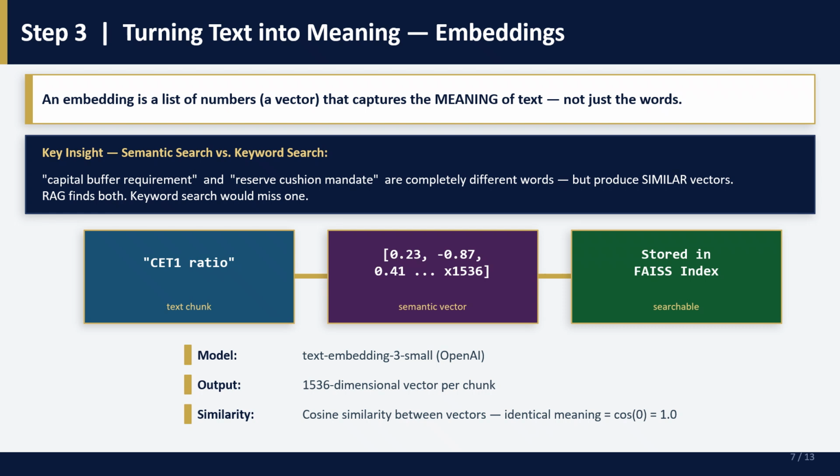So when we later search for relevant chunks, we are measuring the cosine similarity between vectors. A similarity of 1 means identical meaning. A similarity close to 0 means unrelated. So this is why RAG retrieves relevant content even when the user doesn't use the exact same terminology as the source document.